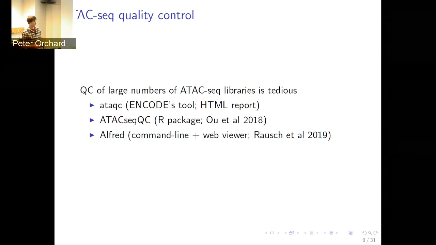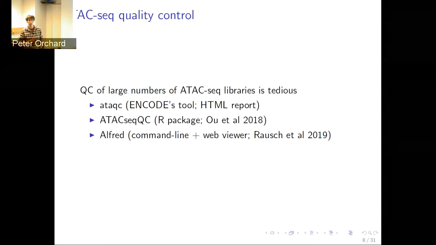A couple of years ago this was especially the case, but of course, you want to do QC on your data. You want to look for all those characteristics that I just discussed, and so you'd like some tool to do that. There are a couple out there.